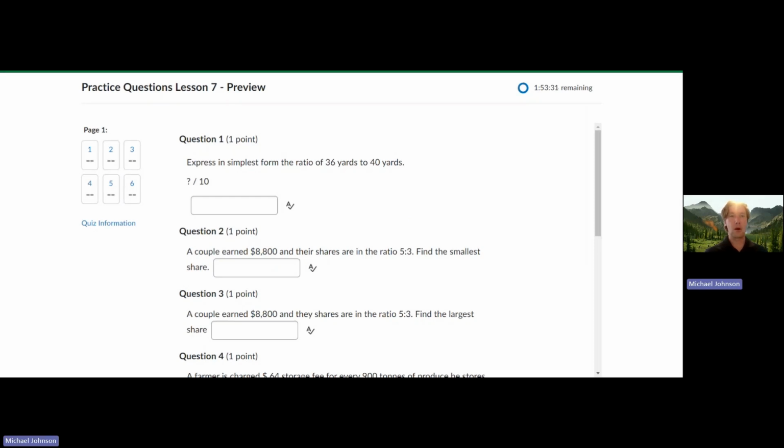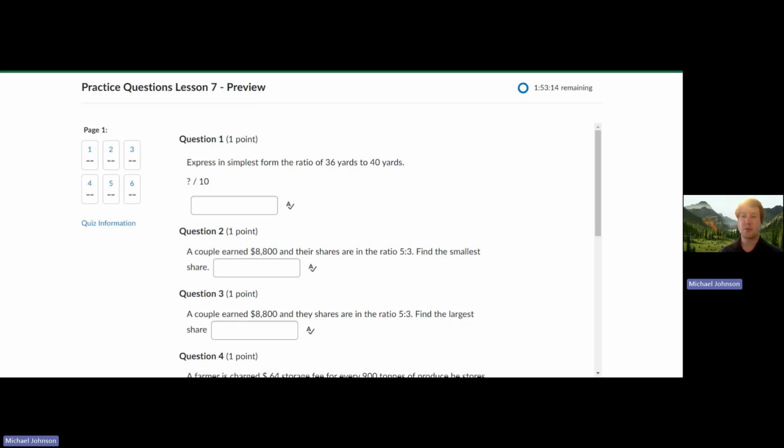Okay, so for lesson 7, you want to complete these practice questions for lesson 7. I highly recommend doing these practice questions and also doing the textbook questions. Both are great resources for being successful. So do these and also do the textbook questions.